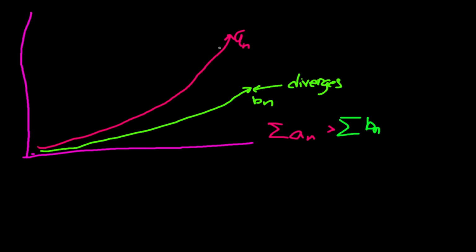So we can see from this graph that the one we're trying to find, a sub n, is much bigger than b sub n, and we can represent that in this sum. If we know that b sub n diverges, which means that b sub n grows and grows to infinity, that means that a sub n has to be bigger than b sub n as it's growing to infinity. And that means that a sub n must also diverge.